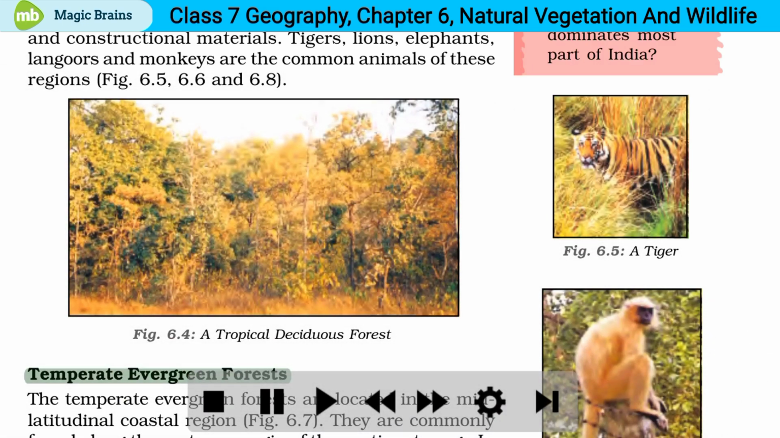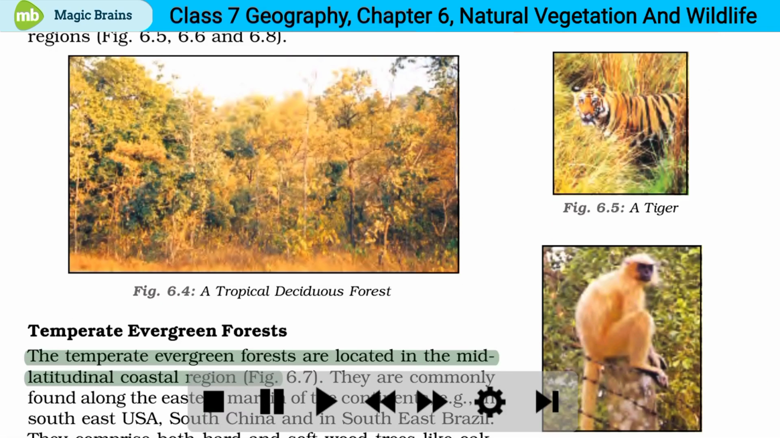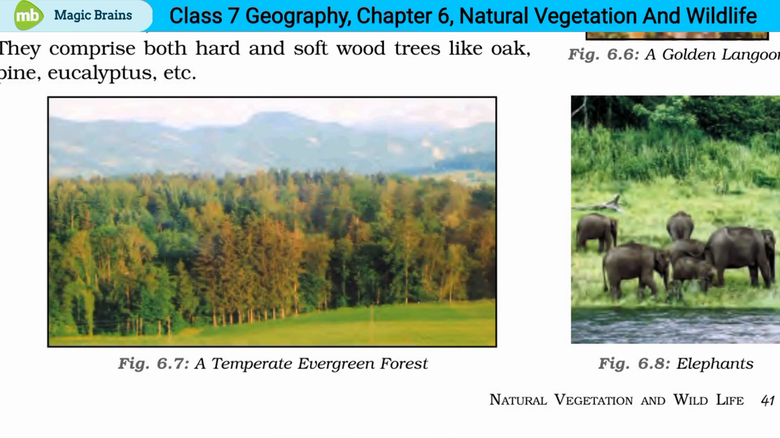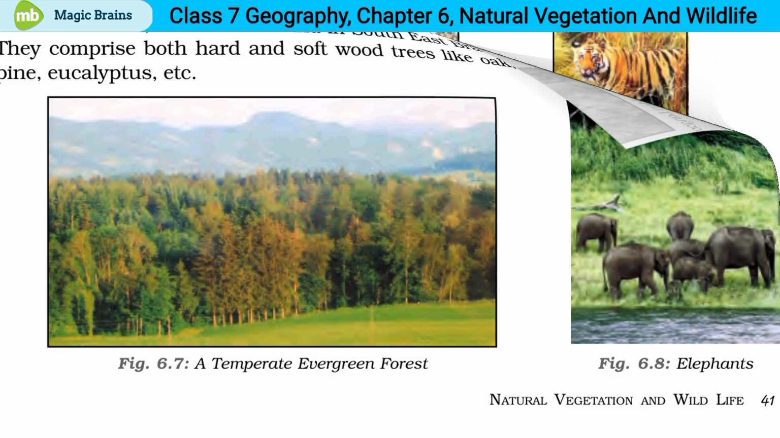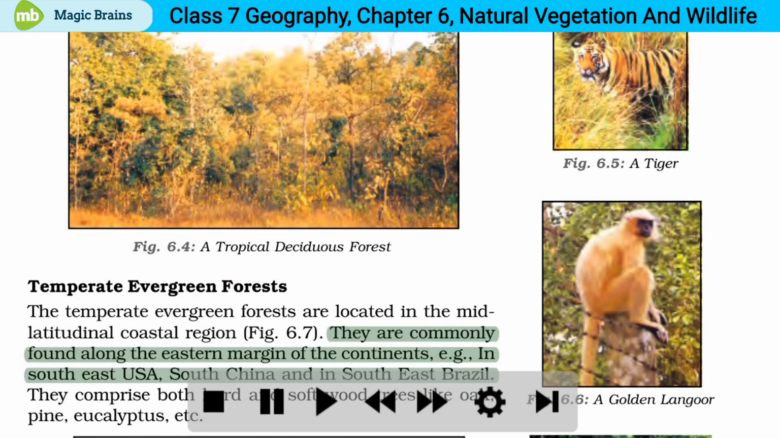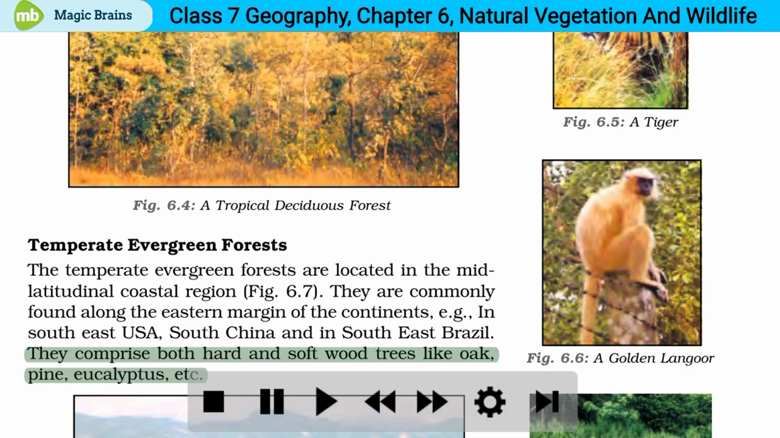Temperate evergreen forests. The temperate evergreen forests are located in the mid-latitudinal coastal region. The bottom of the page has a picture of a temperate evergreen forest. They are commonly found along the eastern margin of the continents, for example in southeast USA, South China, and southeast Brazil. They comprise both hard and softwood trees like oak, pine, eucalyptus, etc.